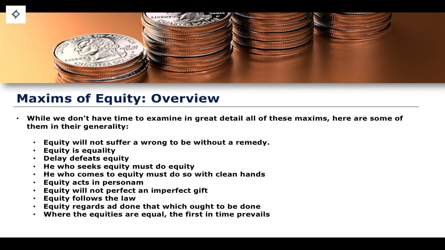There are others, of course, that exist, and we will come and go when we look at the different kinds of maxims that exist. We will pick out a few of these as well. Some of them are quite easy to understand, really. So, for example, he who seeks equity must do equity simply means if you are looking for an equitable remedy, you must have acted equitably yourself, okay? But we will get to some in more detail.